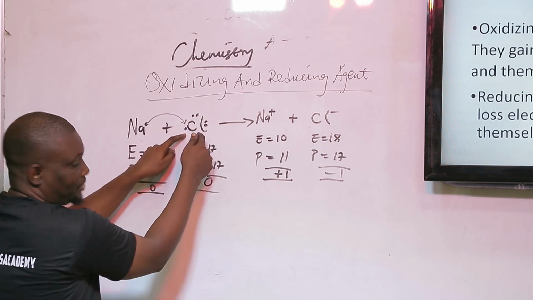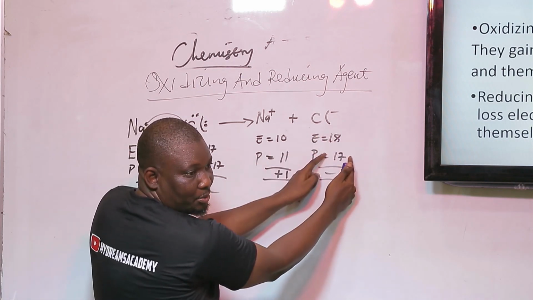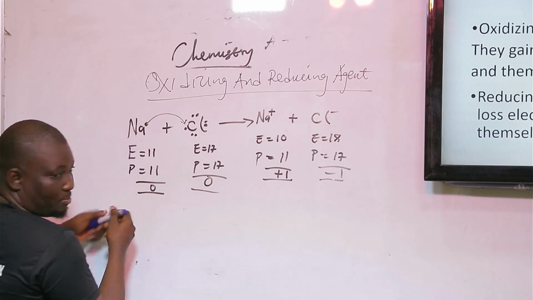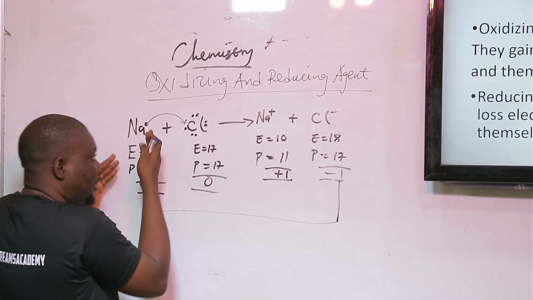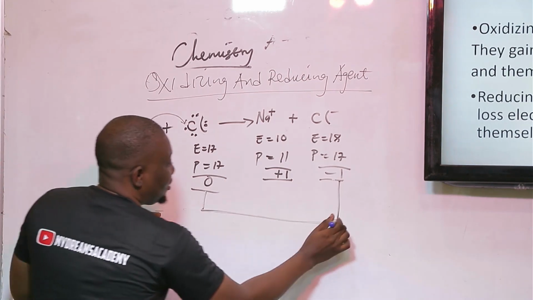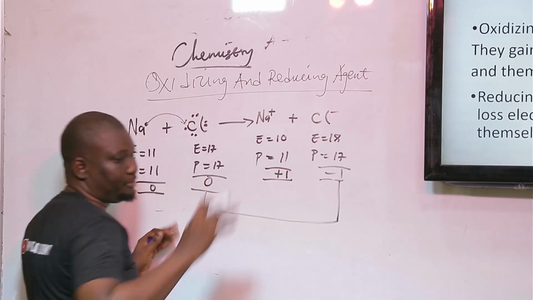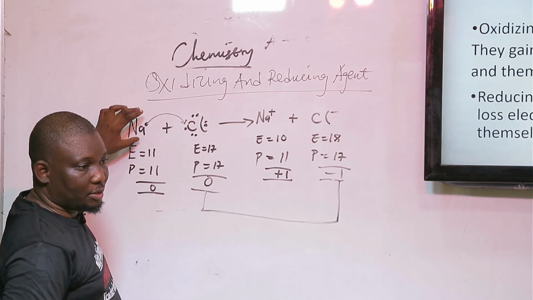Now, it gains an electron and now appears to have more electrons than protons. That's why it's negatively what? Charged. Its oxidation number has now changed from what? 0 to what? Minus 1. It means that an oxidizing agent becomes the one that we reduce. And then in this reaction, sodium is the what?